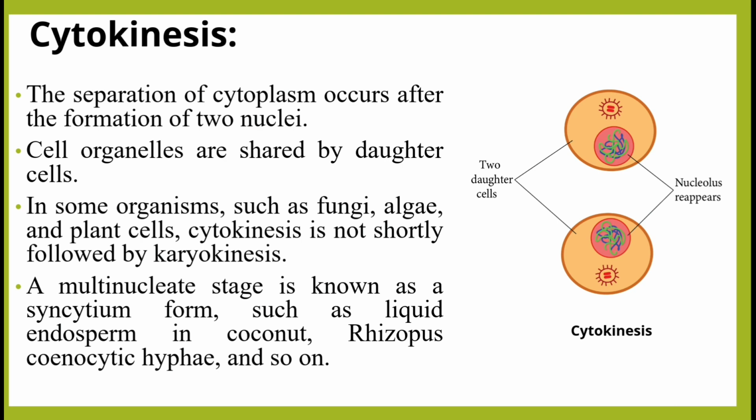In some organisms such as fungi, algae and other plant cells, cytokinesis does not shortly follow karyokinesis. A multinucleate stage is known as the syncytium form, such as the liquid endosperm of coconut and the coenocytic hyphae of Rhizopus, where cytokinesis does not occur. There only karyokinesis is present, and many nuclei are present inside one cell, and that multinucleate condition is called the syncytium form.